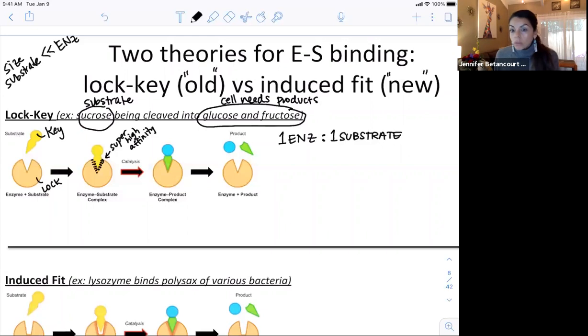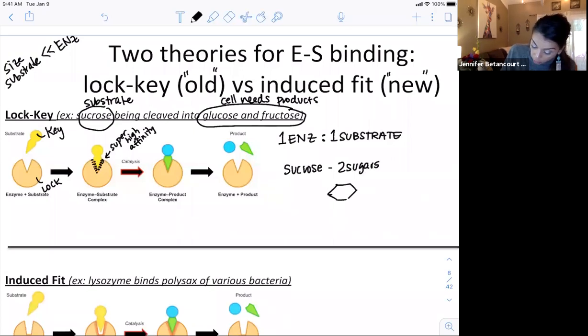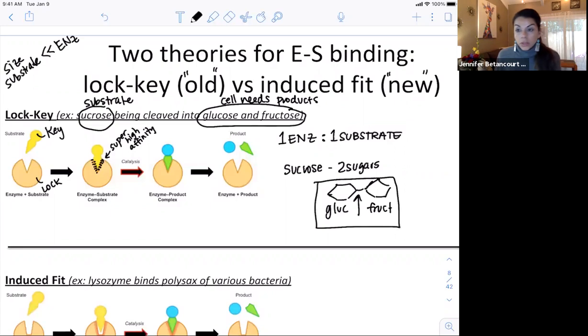Okay. So in this case, only one enzyme binds sucrose so that it can cut the bond between glucose and fructose. So sucrose actually is a disaccharide. So it's two sugars. Okay, so I'm just gonna roughly draw this. Okay, here's your glucose, here's your fructose. They are linked by a covalent bond. This whole thing is called sucrose. So the enzyme binds the sucrose, and then the enzyme cleaves that bond. That's the job of the enzyme.